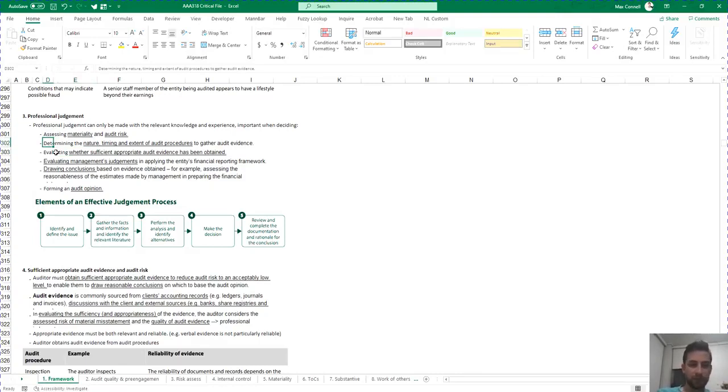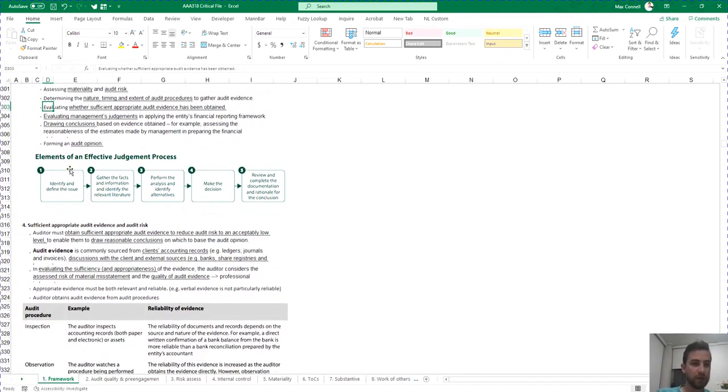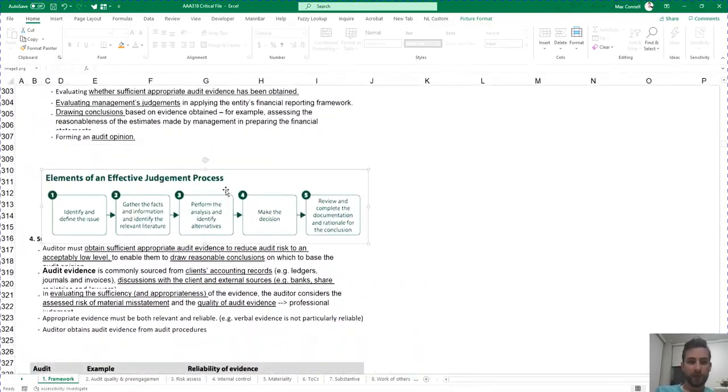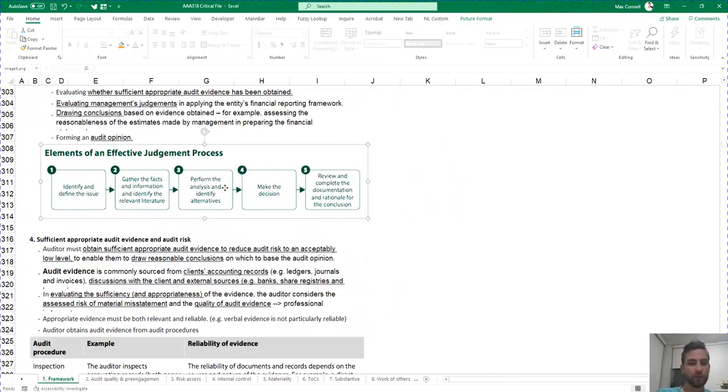The next professional judgment that you need to have in an audit is understanding the nature, timing, and extent of audit procedures to gather audit evidence, evaluating whether sufficient appropriate audit evidence has been obtained, evaluating management judgments in applying the entity's financial reporting framework, drawing conclusions based on evidence obtained, and forming an audit opinion. So this is the effective judgment process for an auditor, which helps us have a process for what is a relatively qualitative process. Number 1 is identify and define the issue. Number 2 is gather the facts and information and identify the relevant literature. Number 3 is perform the analysis and identify alternatives. Number 4 is make the decision. Number 5 is review and complete the documentation and rationale for the conclusion.